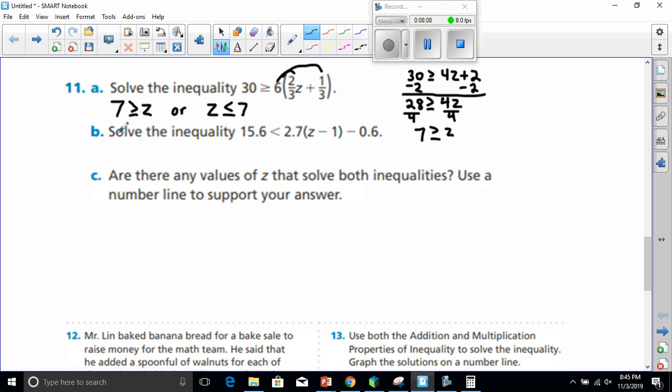All right, let's go to letter B. It says solve the inequality. Oh boy, now they're going into decimals. So let's work this one here. We've got 15, and we'll work this one over here. That was A, so this would be B. And this one says, well, 15.6 is going to be less than 2.7z, so that's 2.7 times z, so that's going to be 2.7z.